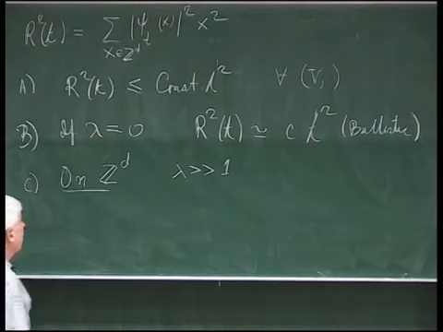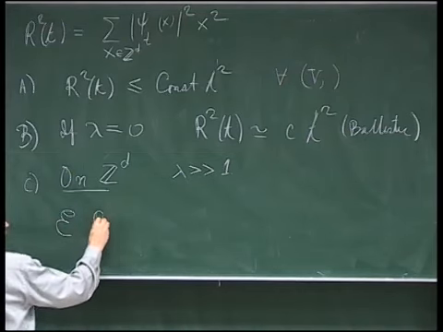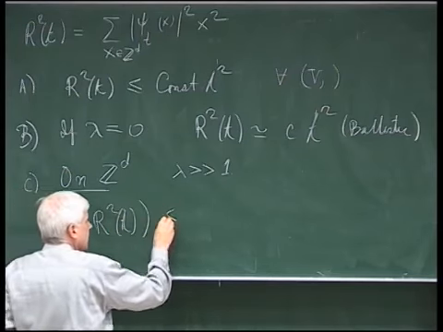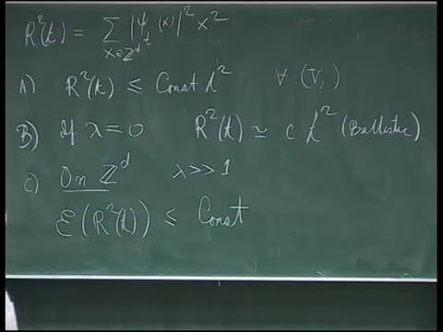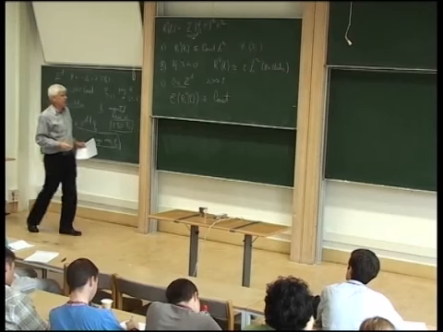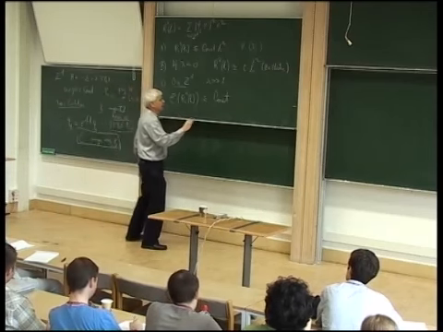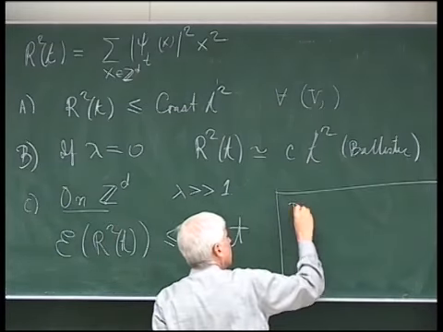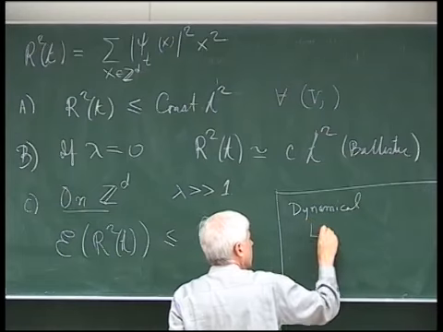Then we have the following statement, that now I have to take this expectation, the expectation of r squared of t is less than some constant with no time. So it doesn't spread. No spreading of the wave packet. And this is sometimes called, I'm not sure of all the fancy nomenclature that's around, but this might be called dynamical, because it's time, localization.